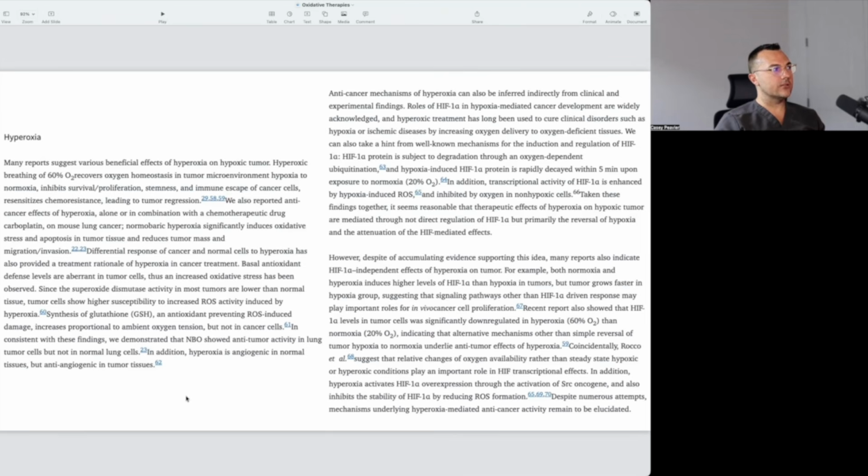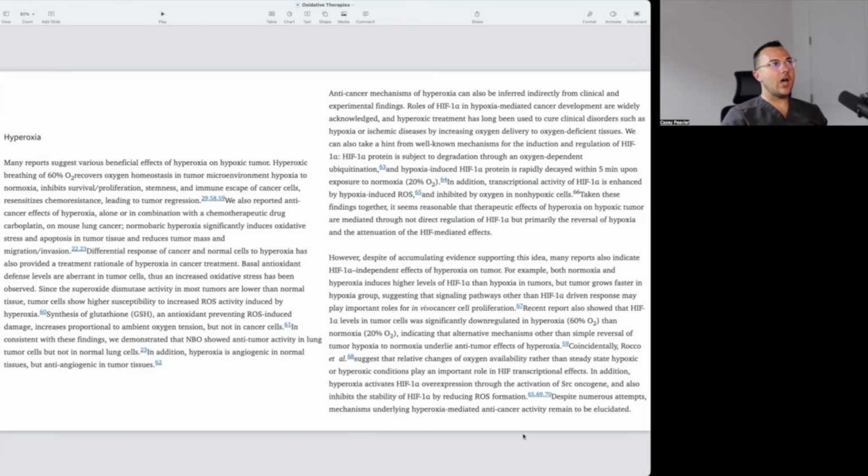Basal antioxidant defense levels are aberrant in tumor cells. Thus, an increased oxidative stress has been observed. Since the superoxide dismutase activity of most tumors is lower than normal tissues, tumor cells show higher susceptibility to increased ROS activity induced by hyperoxia. Synthesis of glutathione, GSH, an antioxidant preventing ROS-induced damage, increases proportionally to ambient oxygen tension, but not in cancer cells. Consistent with these findings, we demonstrated that normobaric oxygen, NBO, showed antitumor activity in lung tumor cells, but not in normal lung cells. In addition, hyperoxia is angiogenic in normal tissues, but anti-angiogenic in tumor tissues.